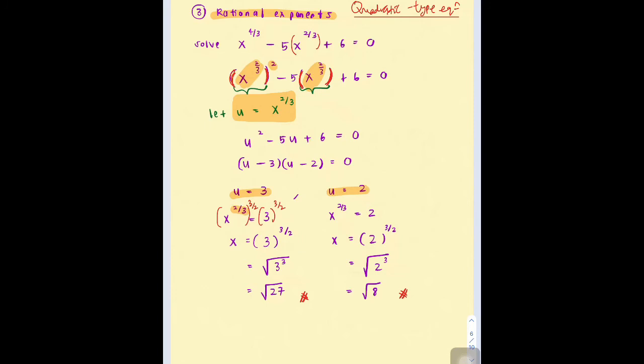Why do I choose 3 over 2? Because 2 over 3 times 3 over 2, this will be equal to x to the power of 1. This is what we want. This is how we should solve.